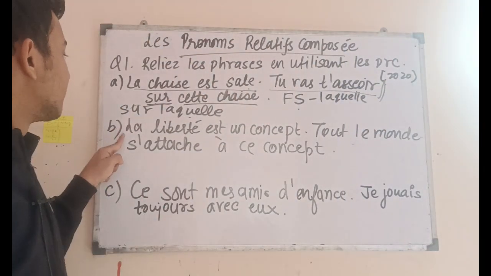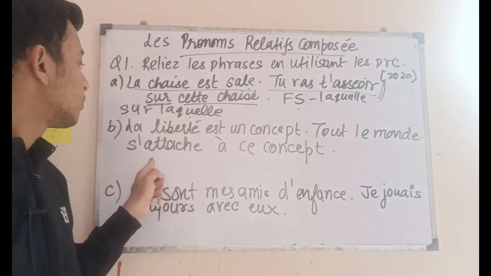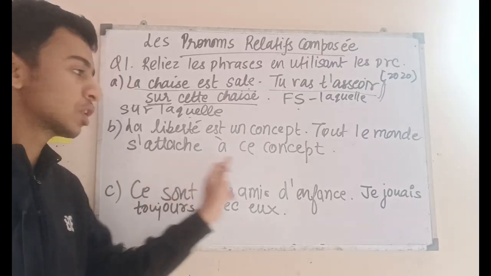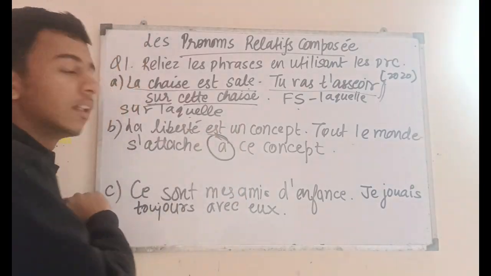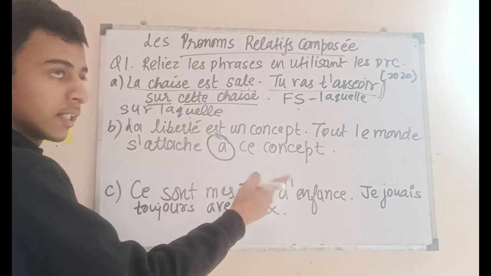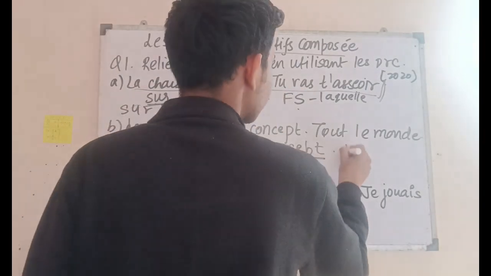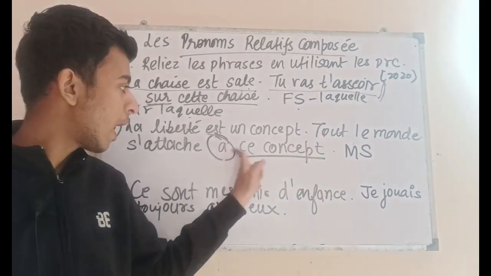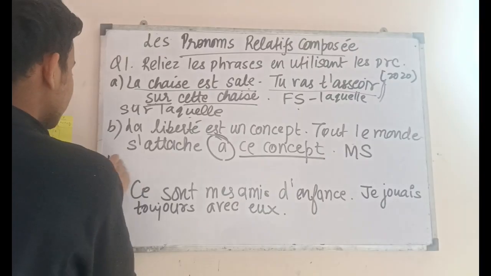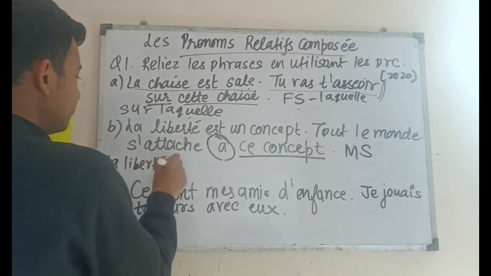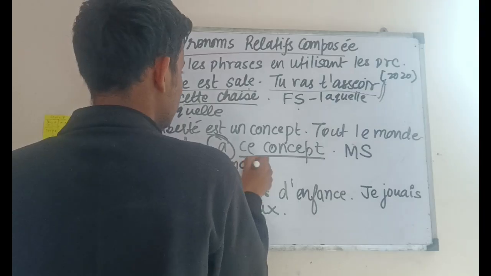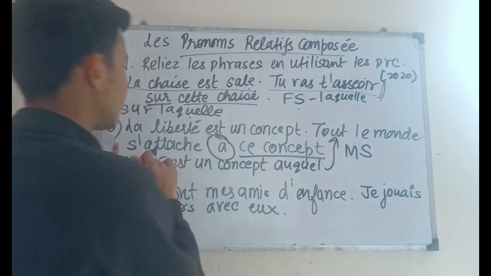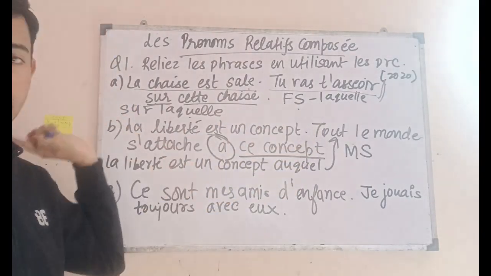Clear? The second says, la liberté est un concept. Tout le monde s'attache à ce concept. Which means liberty is a concept, and everyone gets attached to this concept. À is definitely the preposition, because to which they are saying, to which we will write ce concept. Ce concept means masculine singular. So à and masculine singular is lequel. À plus lequel makes auquel. So you'll write: la liberté est un concept auquel tout le monde s'attache. You can finish it like this.